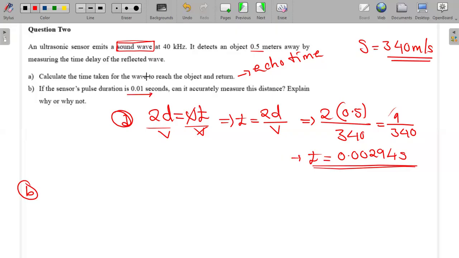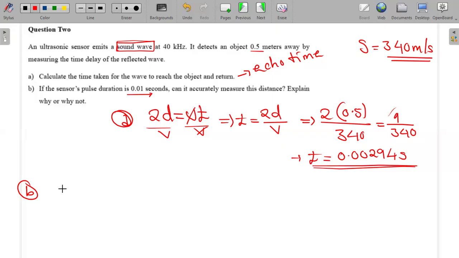So the returning echo time should be greater than the pulse duration. If you look at this one, the pulse duration is 0.01. If you look at the returning echo time, it's 0.002. This time that we have here, the returning echo time, is smaller than the pulse duration of this sensor. And we are just explaining that the returning echo time must be greater than the pulse duration for clear separation, because it must finish its pulse first before the echo returns for it to be detected by the sensor. Like that. So, what are we going to conclude here?